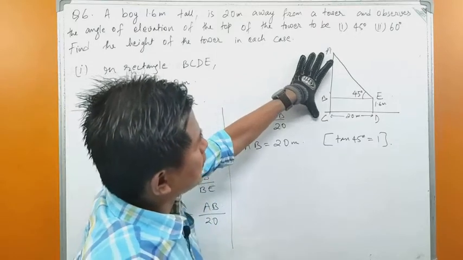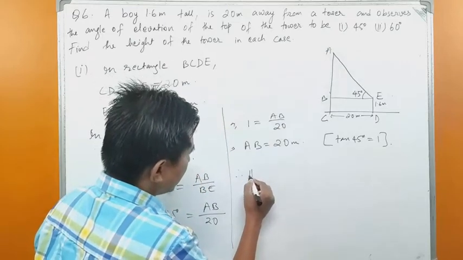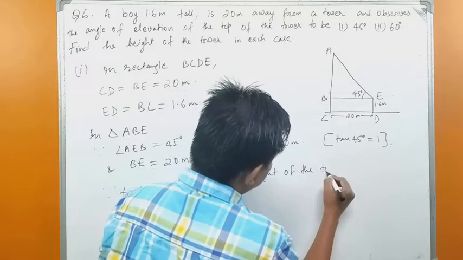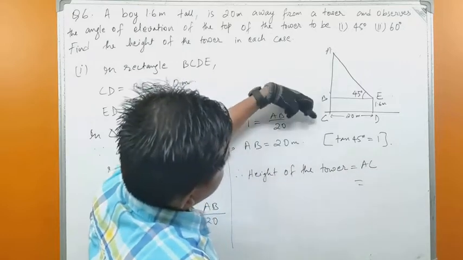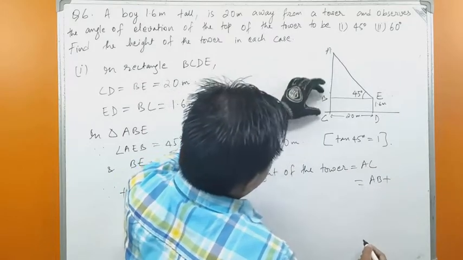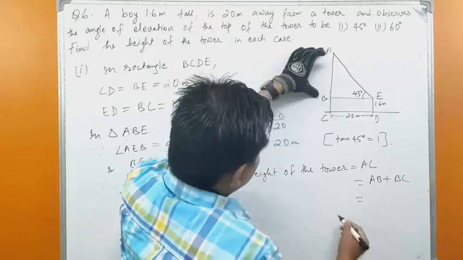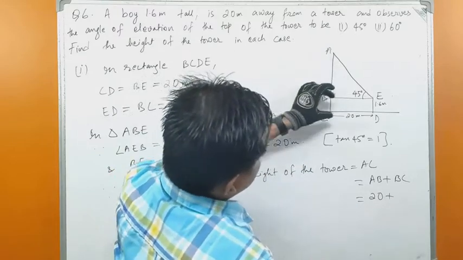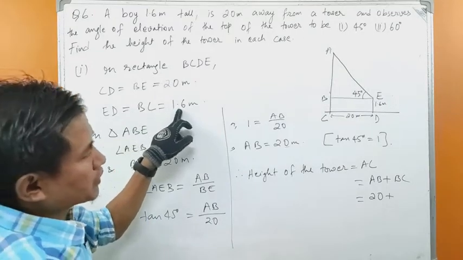So we need the height of the tower. Height of the tower is AC. AC is the height of the tower. AC means AB plus BC. Now we need this BC. We know that AB is 20 plus BC, and BC and ED are equal because this is a rectangle, so 1.6.